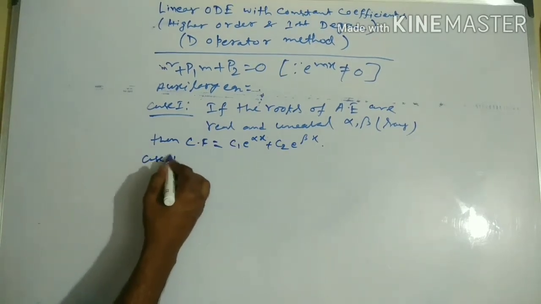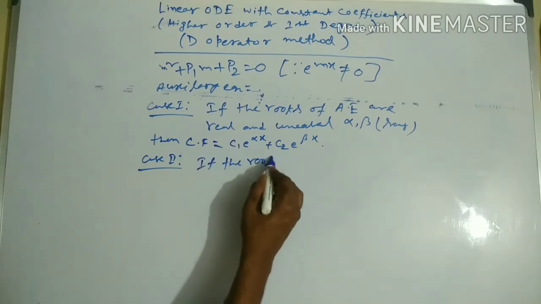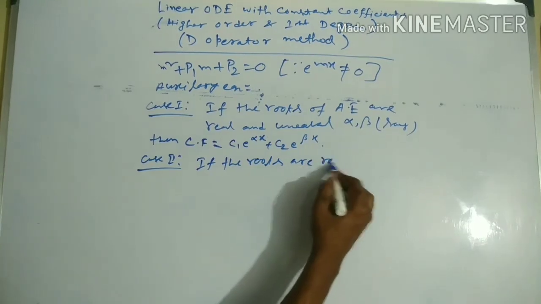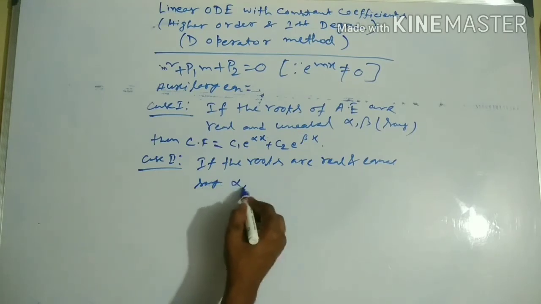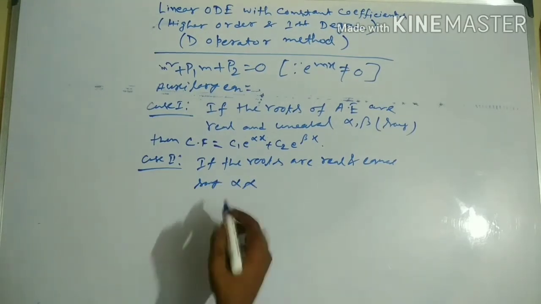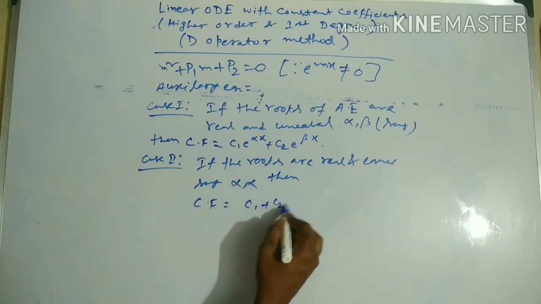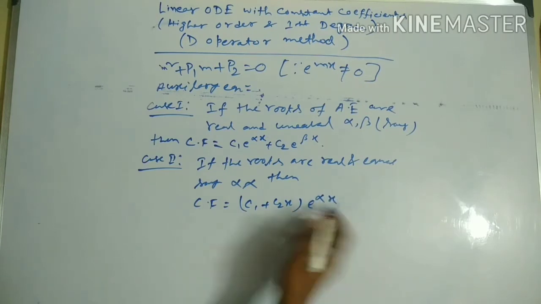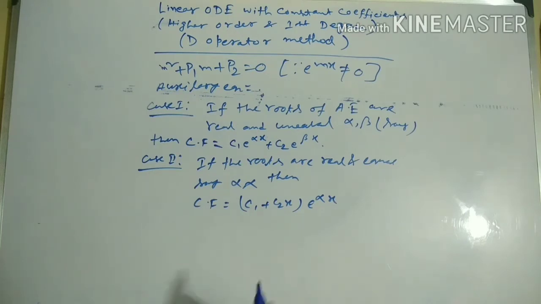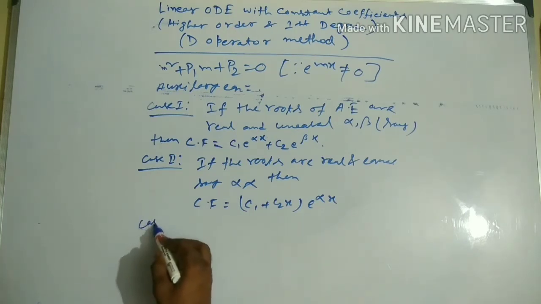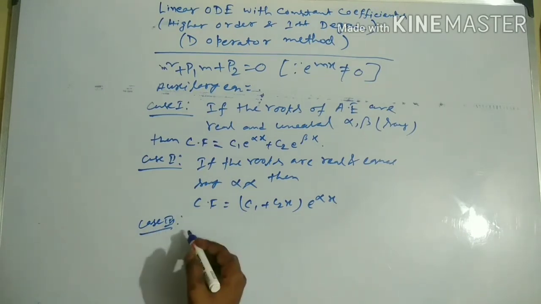Case 2, if the roots are real and equal, say alpha comma alpha, then CF will be C1 plus C2x into e to the power alpha x. If the roots are equal and real, then complementary function will be of this form, C1 plus C2x into e to the power alpha x.